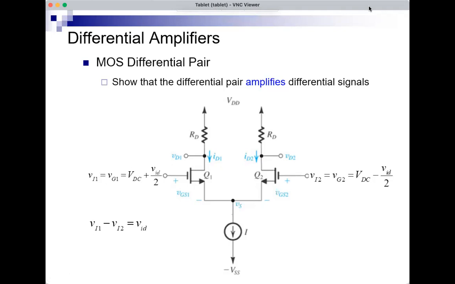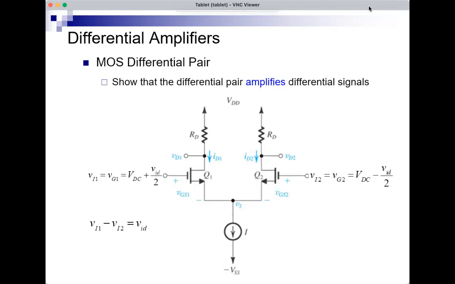This is the differential amplifier we started analyzing. We showed last time that this circuit, with the two MOSFETs and the two resistors and the current source in the middle, rejects common inputs when the two inputs are equal. We don't see any output, and it amplifies differential inputs when there's a difference between the two inputs. The circuit amplifies the difference between these two inputs.